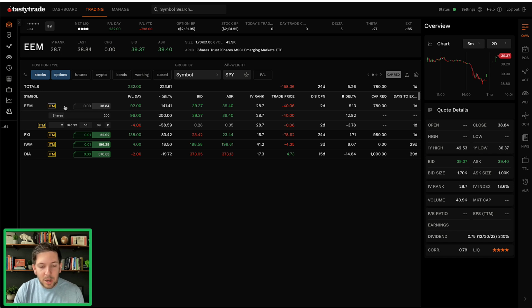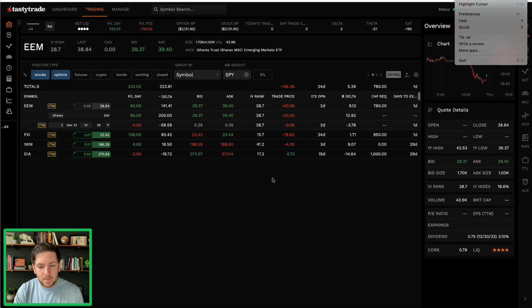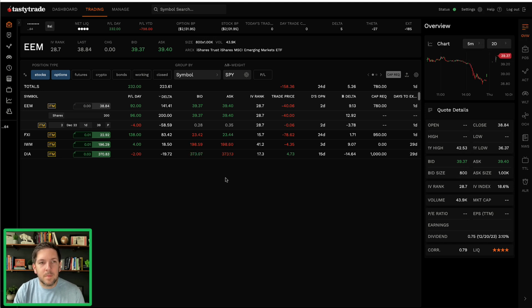This is a really easy one to understand because it's only two components. I don't have any other parts of the EEM position. The only thing I was trading in EEM was the short put spread. And so you can actually see here, and it's really small on their screen, that I now have 200 shares that I've been assigned. So these are the 200 shares right here.